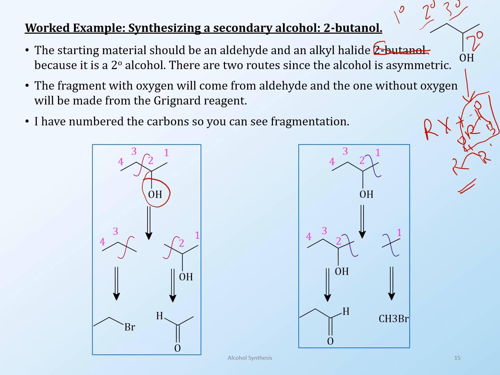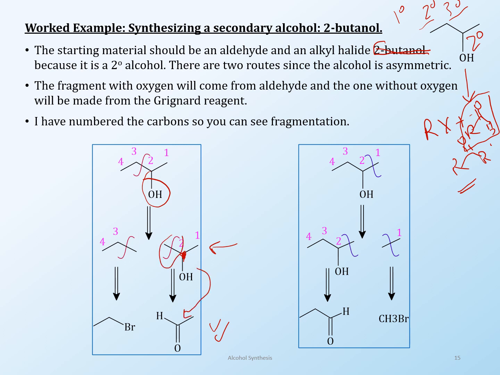So look at the first fragmentation. I fragmented between carbons 2 and 3. Then I just wrote the fragments. This is not the real thing, over here. This is the real deal. So here you have the carbonyl, and here you have the alcohol, so that's where you're going to get the carbonyl.